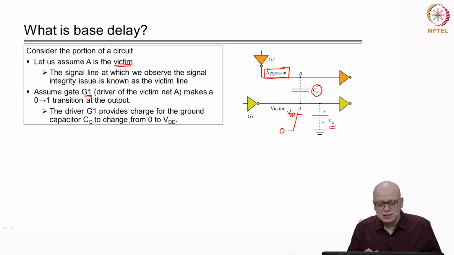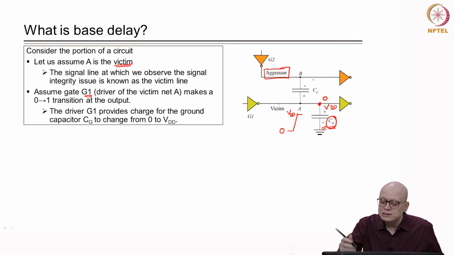Now, the driver G1 provides the charge for the ground capacitor CG to change from 0 to VDD. Initially, when the victim line was 0, the voltage across this capacitor CG was 0, since this point is grounded: 0 minus 0 is 0 volt. Later, when line A changed to VDD, the voltage across this capacitor became VDD because the other end is grounded. So, the capacitor CG got charged from 0 to VDD because of the transition in line A.